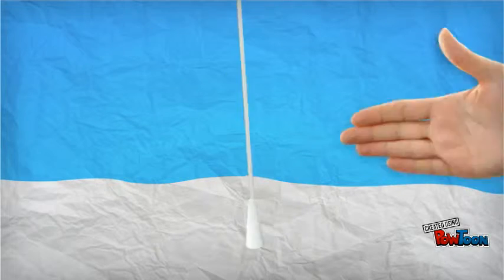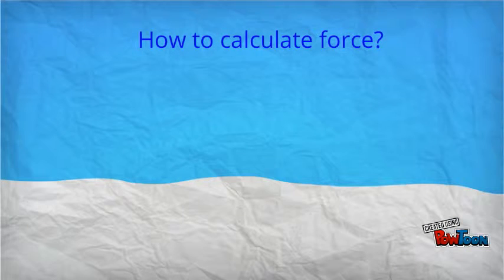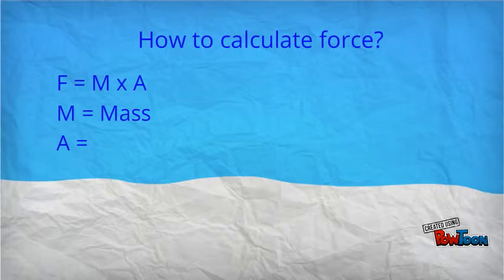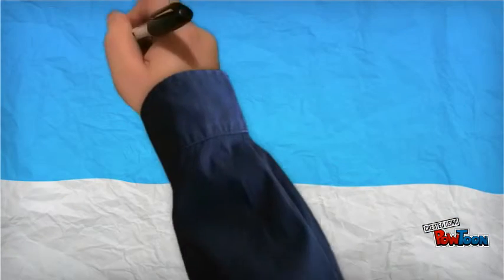Now, how do we calculate force? Force is calculated with the equation F equals m times a. m equals mass, a equals acceleration, F equals force. Mass is in kilograms, acceleration is in meters per second squared, and force is in newtons.